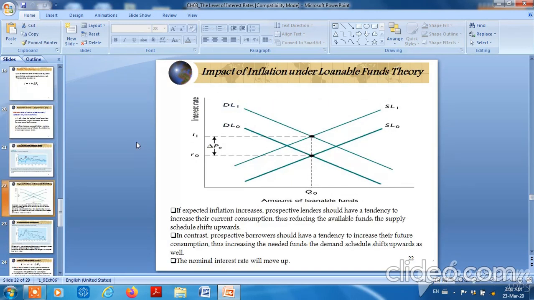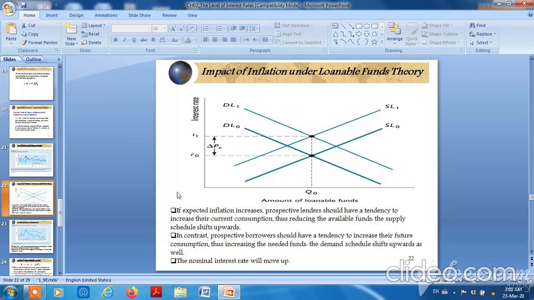The impact of inflation under loanable funds theory. هنا loanable funds theory بتفسر لي الجزئية الخاصة بالانفليشن، وازاي ان الانترست ريت بيتحرك او بيزيد نتيجة عملية الانفليشن. يبقى هنا بيقول لي if expected inflation increases prospective lenders should have tendency to increase their current consumption, thus reducing the available funds.